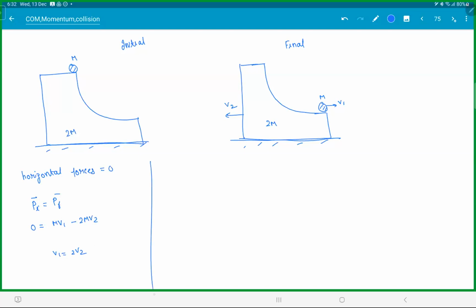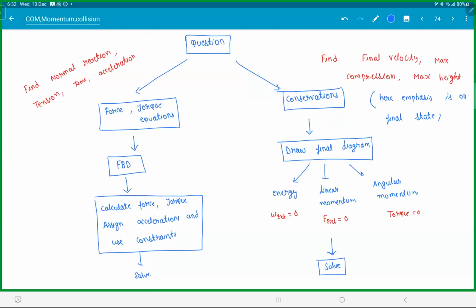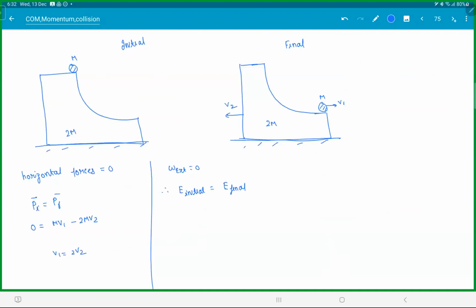Second thing, here there is no friction. Gravity is fine. There's nothing else here. The work done by external forces is 0. Therefore, initial energy is equal to final energy. That's it. Once you know you have to conserve, check for all three possibilities: can I conserve energy, momentum, or angular momentum? You have limited choices in physics, so you can check everything.